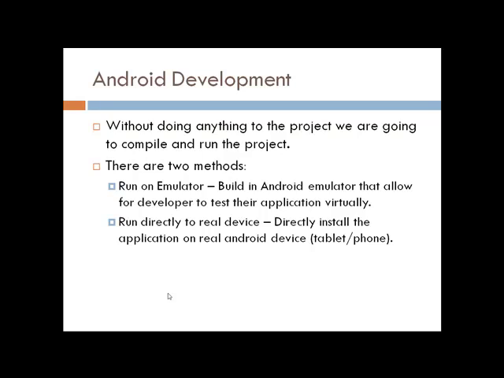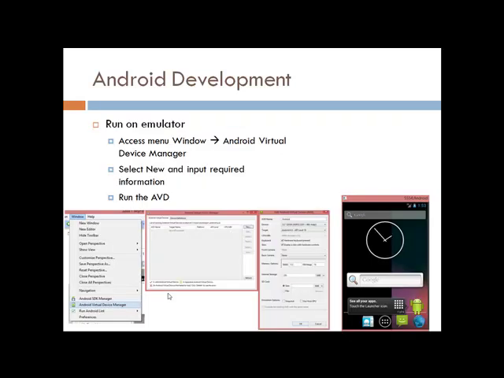Of course, you cannot have this on your phone, because this is for the second method, which is to run on your real device. For me, I like the second method, which allows us to test directly on our device. So if you have an Android device, you can install directly to your device. But for the purpose of this course, we're going to use the emulator, and I'm going to show you how to use the emulator.